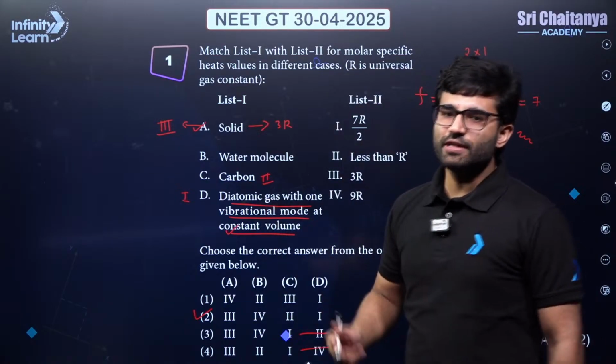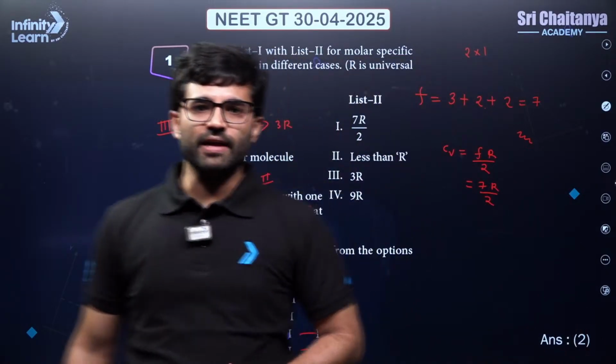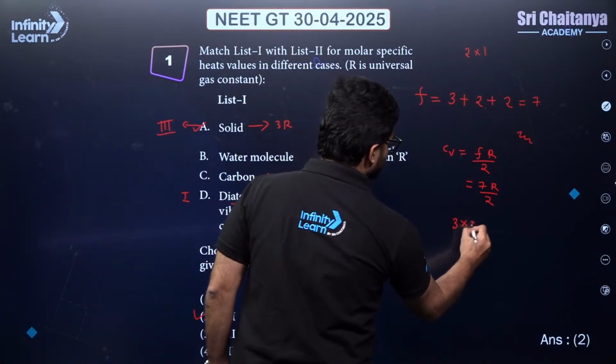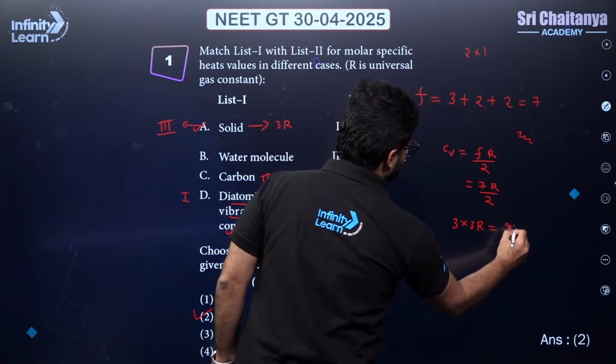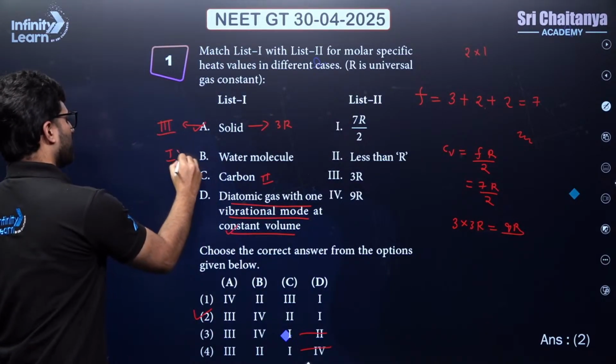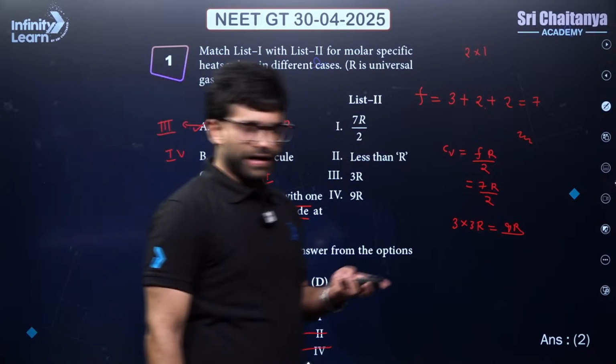Again, water molecule is a triatomic molecule, so you can calculate by 3 into 3RT. So basically 3 into 3R is basically nothing but 9R, right? So for water molecule you have 4. Understood? So let's move ahead.